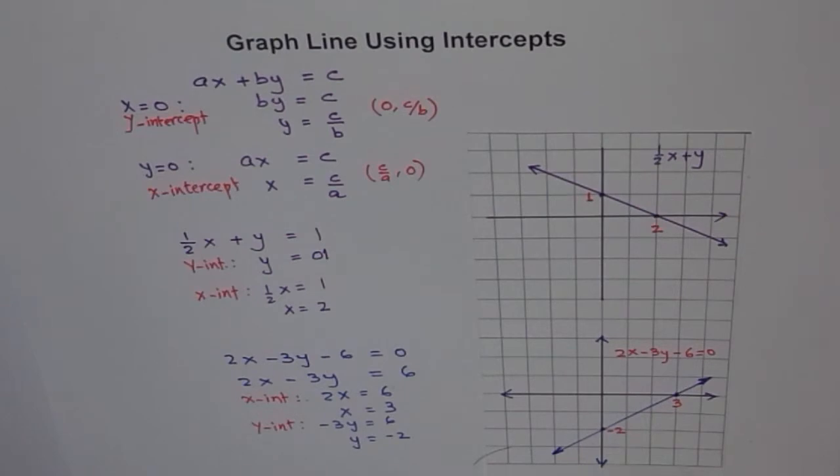If an equation is given in standard form, then it is better to draw the graph of a line using intercepts. Correct? So you learn that if the equation is given in standard form, use x and y intercepts to sketch your line. If the equation is given in slope and intercept form, then use slope and intercept to sketch your line. Okay, so these are two very good methods to draw a line. Okay, thank you.